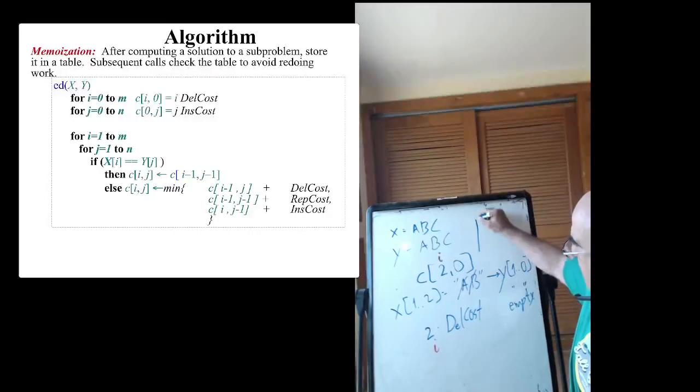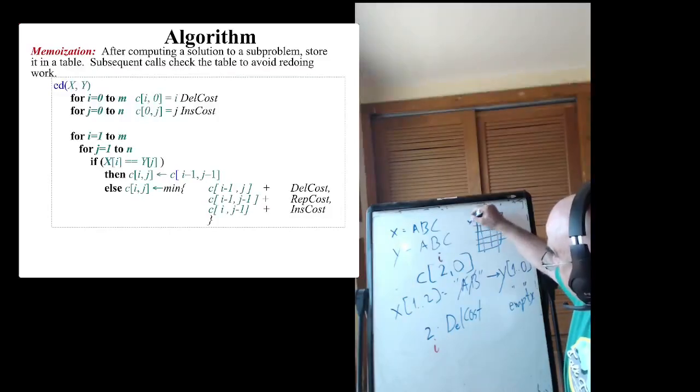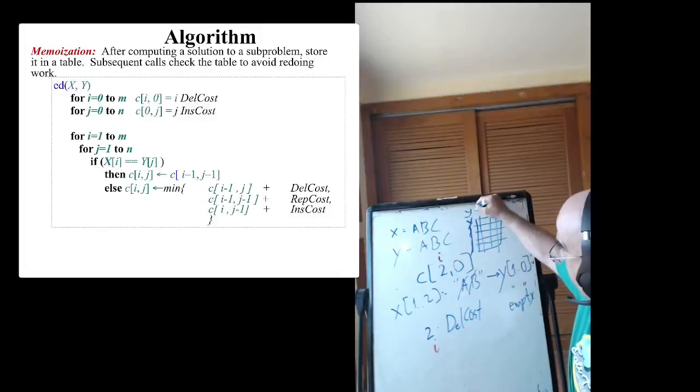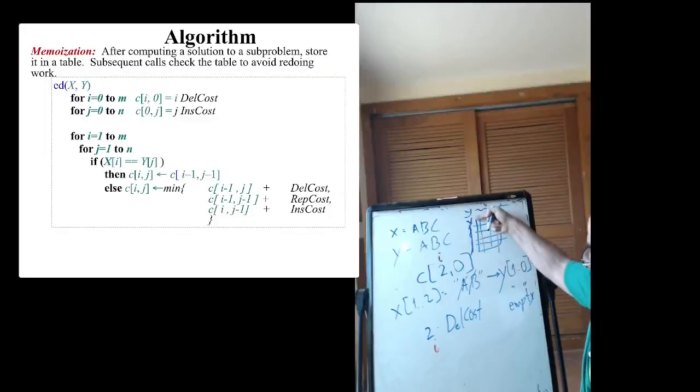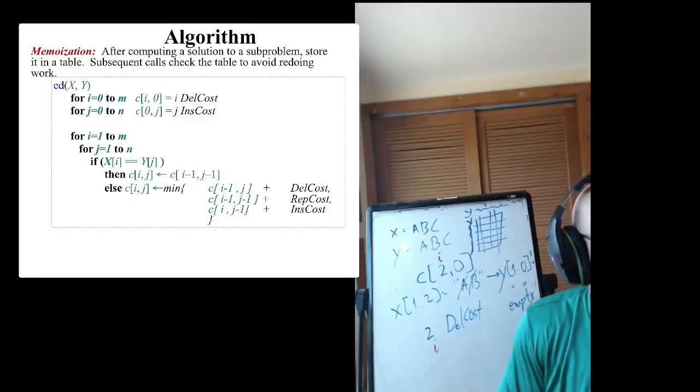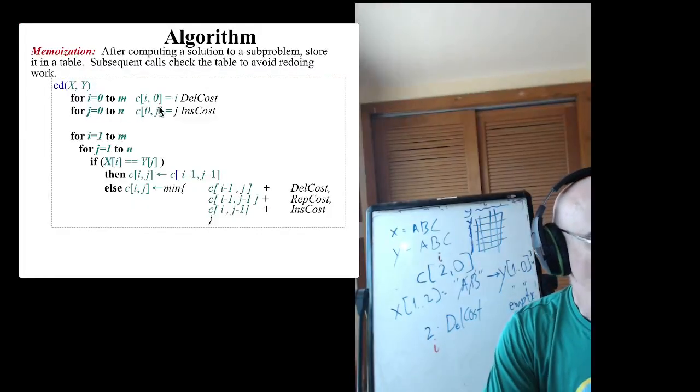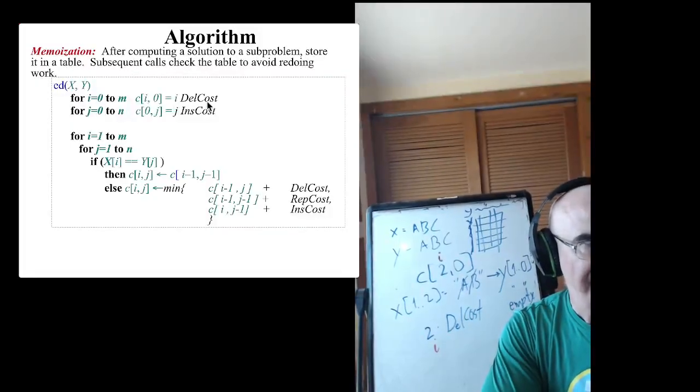But again, we have the same table as before, putting x over here, putting y over here, similar to the LCS, and now we are initializing the left column. But instead of writing 0, we are writing i times the delete cost.